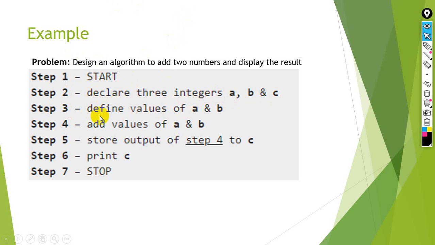Next step, the third step is what? Define values of a and b. So now give values to a and b, then add the values of a and b.